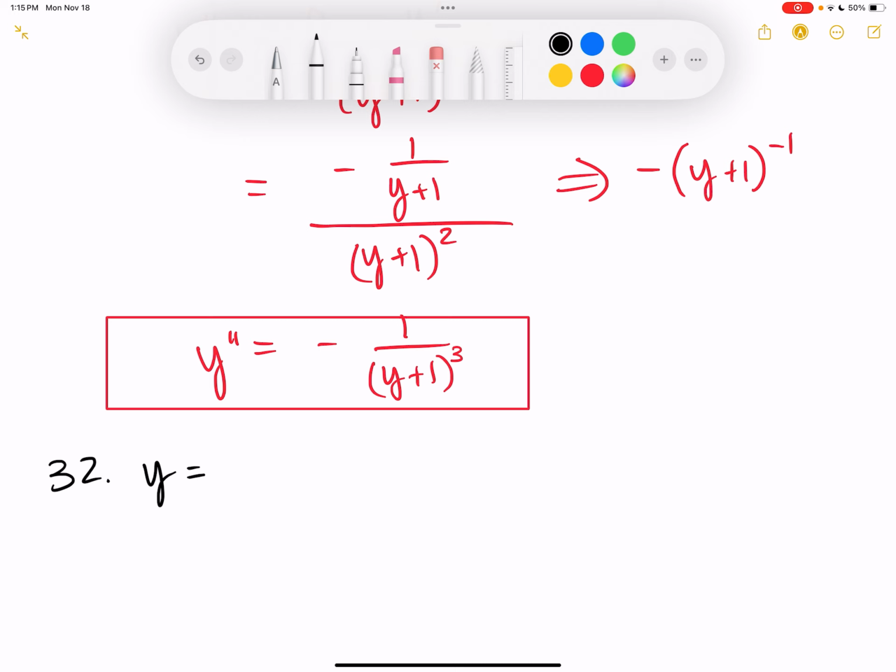Okay. Y equals x to the negative 3/5. What's the derivative? Y prime equals negative 3/5 x to the negative. Wait, let me think about this. Negative 8/5. There we go.